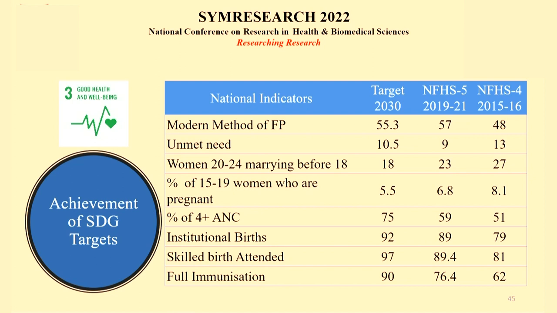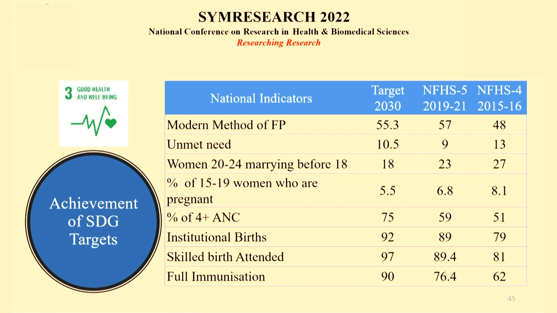Unmet need of family planning, I am not taking pain to explain it. You can understand very quickly: those who don't want any more children in the next 2 years or ever in their life, but currently not using any method of contraception. That is 10.5 SDG target. We have come down to 9. In 2015-16, it was 13%. It has come down to 9%, okay? Which is lower than whatever is the SDG target for 2030. That also we have achieved.